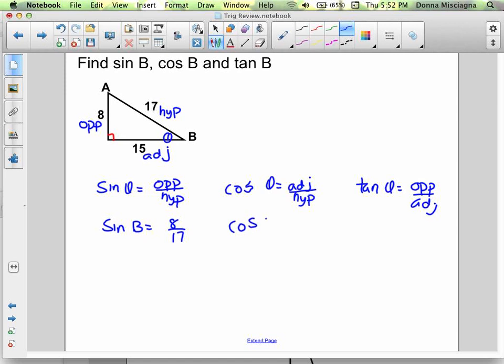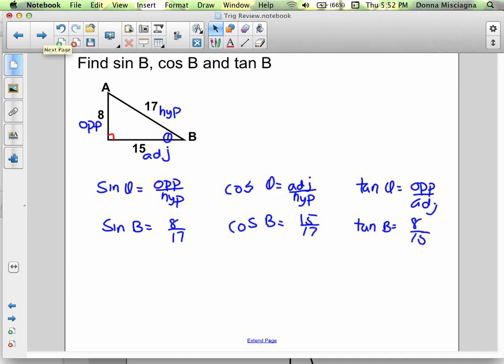The cosine ratio for angle B is 15 over 17. And the tangent ratio for angle B is 8 over 15. You just have to identify opposite, adjacent, hypotenuse, and then use the correct sides for whichever trig ratio you're looking for. These cannot be reduced, and there's no radicals, so we're done with another problem.